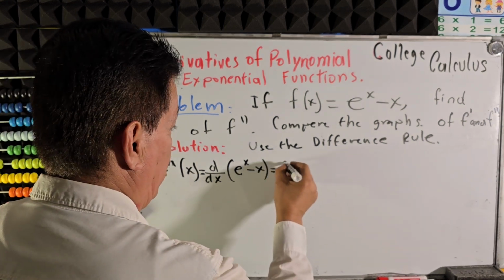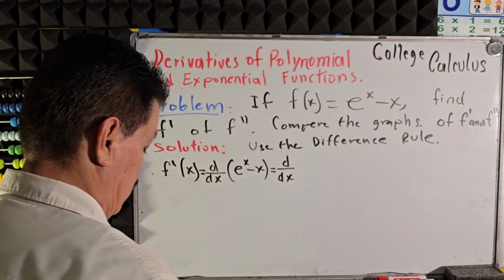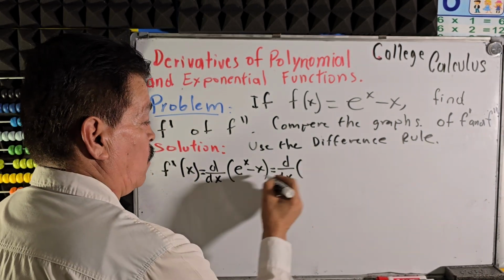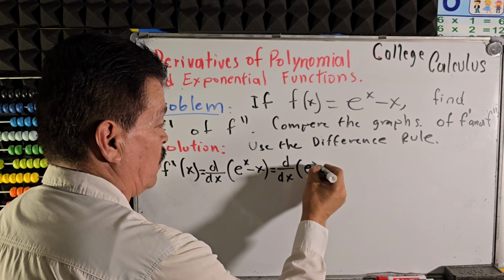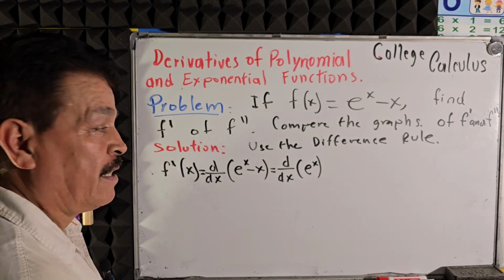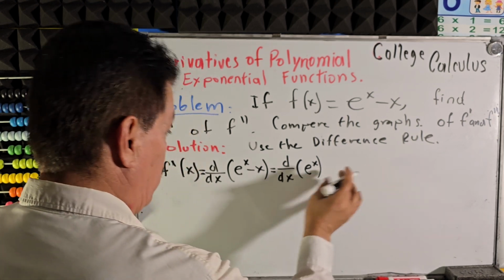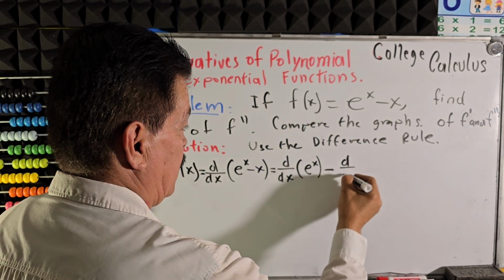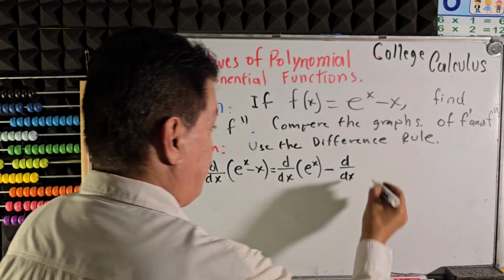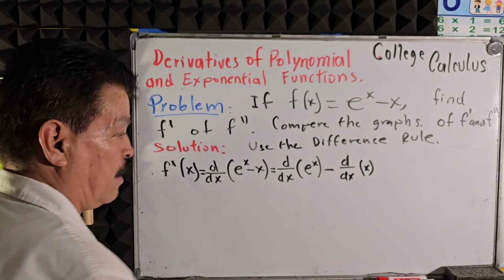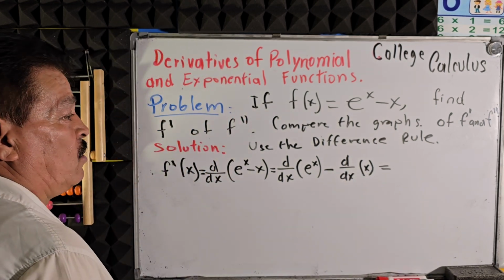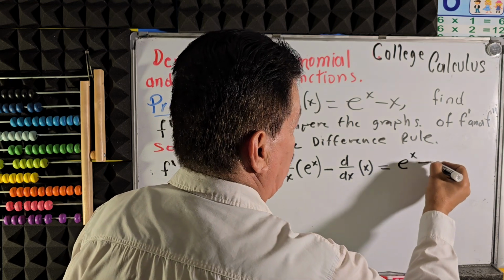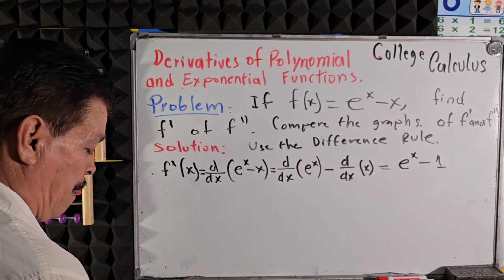So this will equal d divided by dx of e to the x power, minus, remember, d divided by dx of x. So that equals, we solve the problem. It will be very easy and simple. That's the answer.